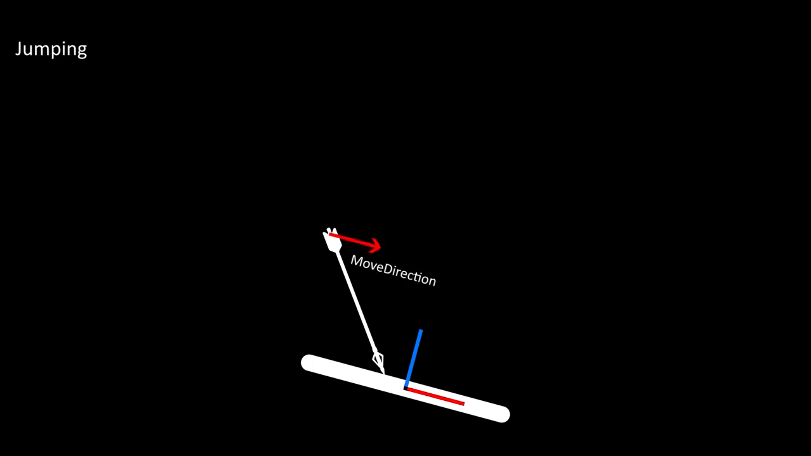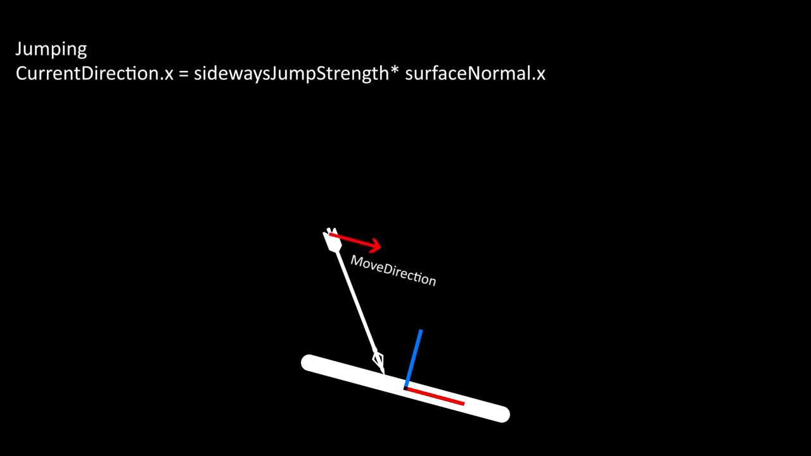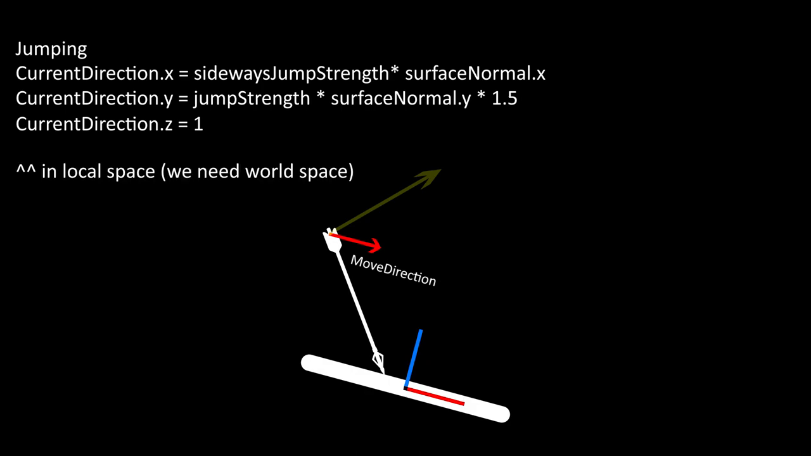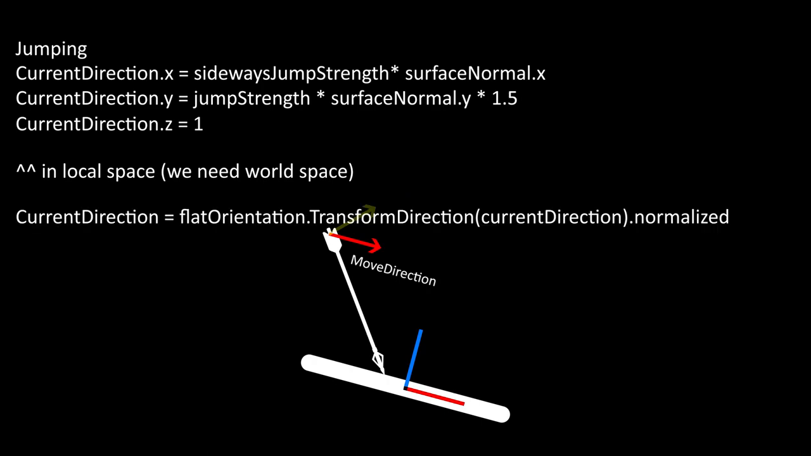When the arrow jumps, the current direction gets modified. The x-axis becomes sideways jump strength multiplied by the surface normal's x-axis. The y-axis becomes jump strength multiplied by the surface normal's y-axis times 1.5, and the z-axis always gets set to 1. But currently, this direction is in local space, but we need to convert it to world space. To do this, the script uses a transform direction function on our flat orientation transform. The script also normalizes the result just in case.